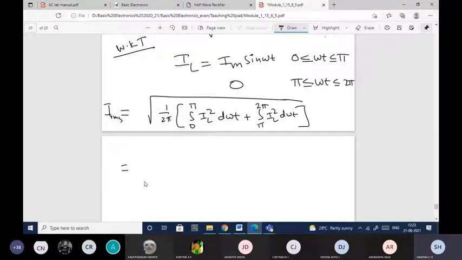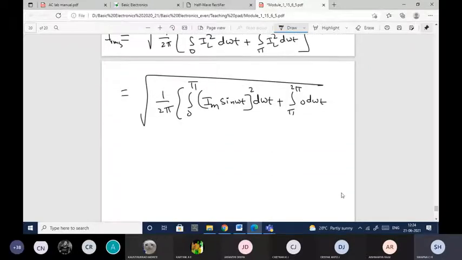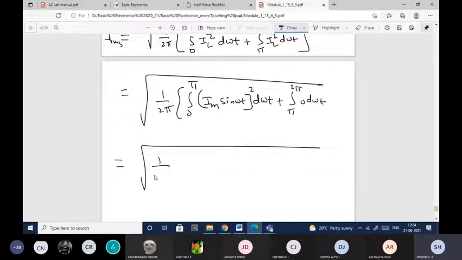So the next step will be under root of 1 by 2 pi. As I've already shown you here, from 0 to pi my signal is Im sin omega t, but from pi to 2 pi it is 0. So let me substitute that: 0 to pi Im sin omega t whole square d omega t plus integral pi to 2 pi, it is 0 d omega t. Okay, so let me just take this under root of 1 by 2 pi. Im whole square will be Im square, I can take out, so I'll write this as Im square integral 0 to pi sin square omega t d omega t.